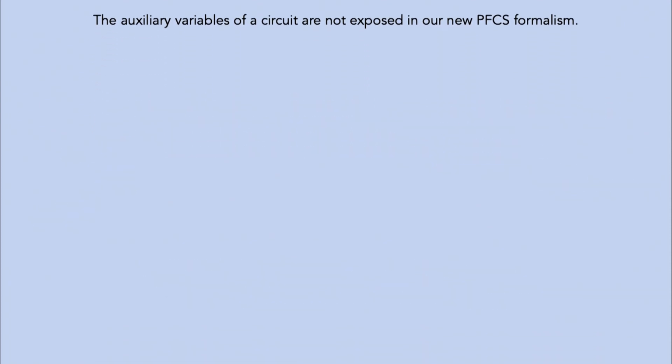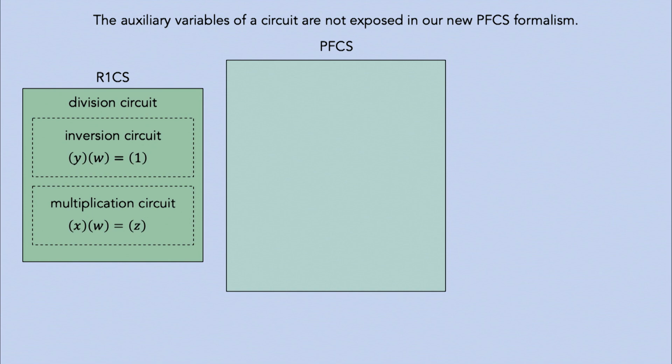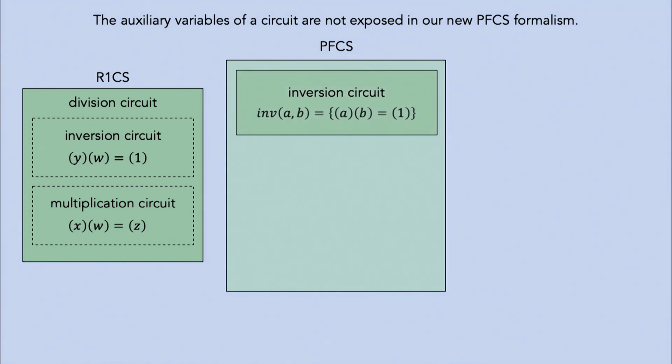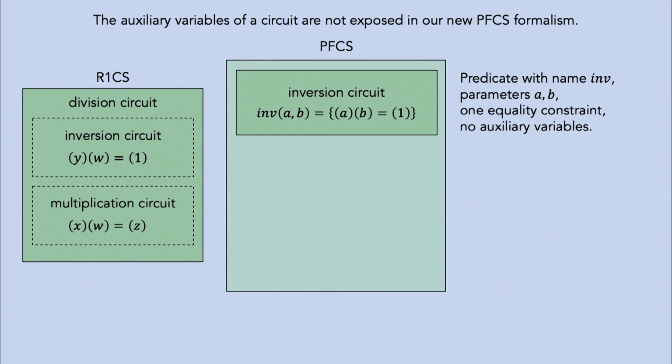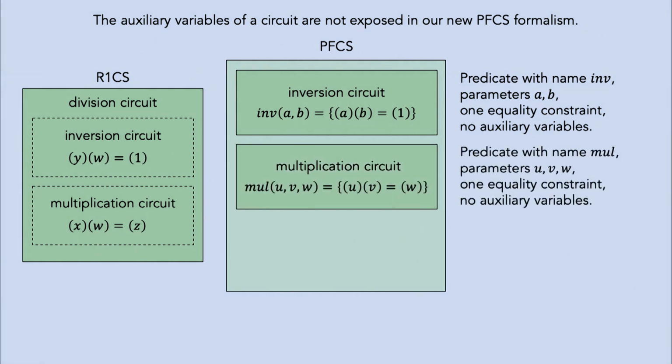So let's see very briefly how the problem is solved. As we use them and develop them more, there will be future publications. But here, let's take our beloved division circuit from before with its implicit hierarchical structure in R1CS form. This is how we represent it in PFCS form. So firstly, the inversion circuit will be a predicate called inv with the parameters A and B. The names don't matter; they are local to the definition. One equality constraint, no auxiliary variables. Multiplication circuit, predicate called mul with parameters U, V, W.